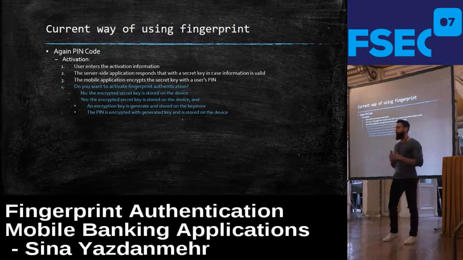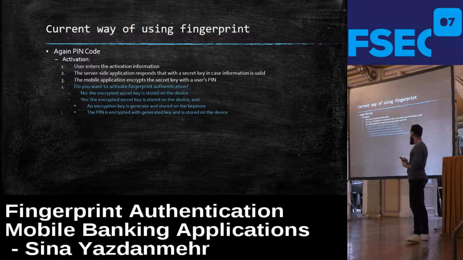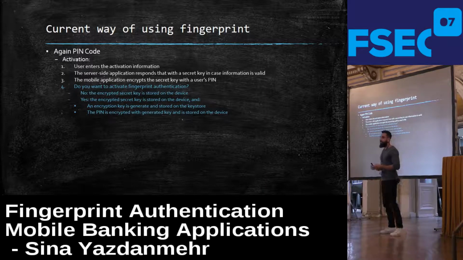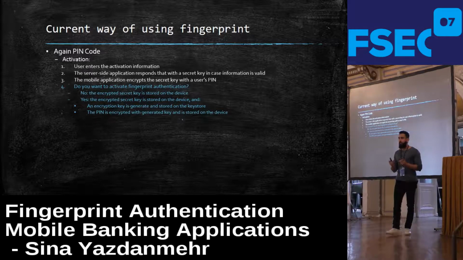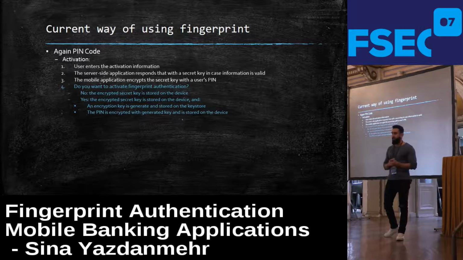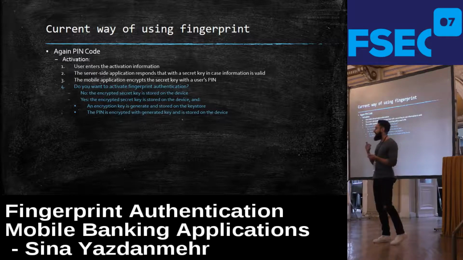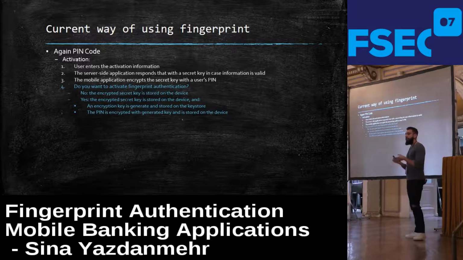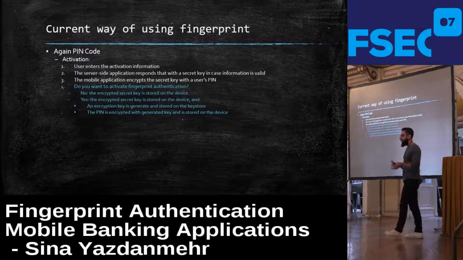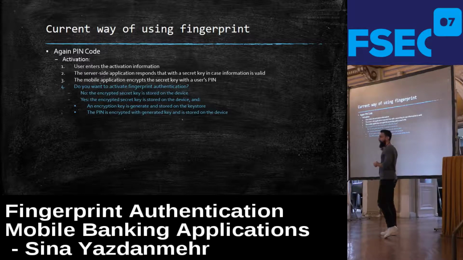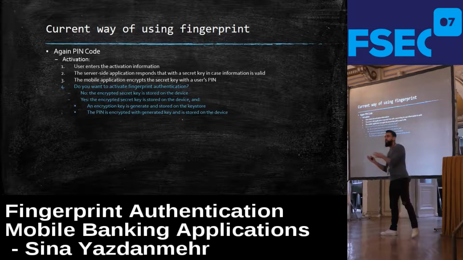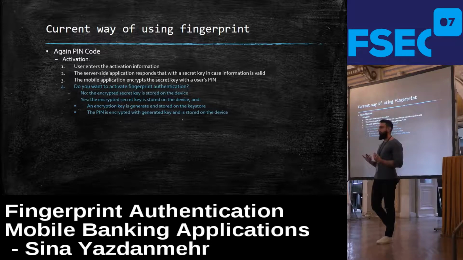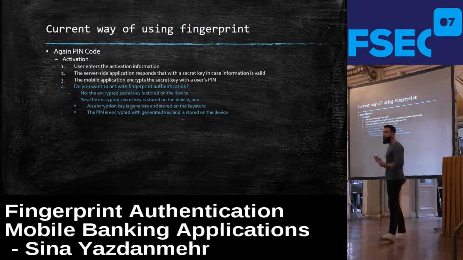In case the user wishes to use fingerprint, the application generates a random key to use as an encryption key. Then it encrypts the user's PIN code and stores the encrypted PIN code on the device, and stores that random key in the key store, which will be available to the application in case the user authenticates by fingerprint.